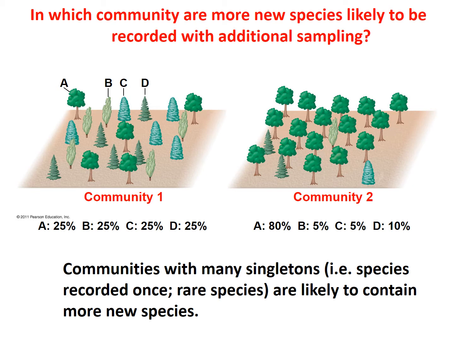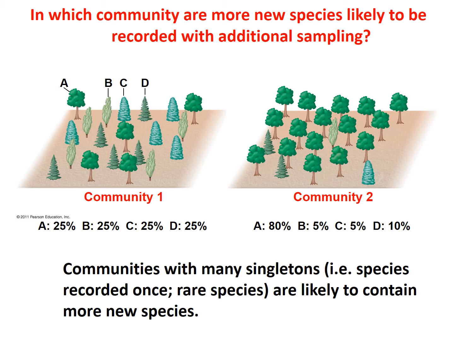We can say this in a different way. Communities that have more singletons, in other words, species that have only been recorded once, so that's just a measure of rare species, that communities with many singletons are likely to have more species that will be discovered or added to our list if we do more sampling.